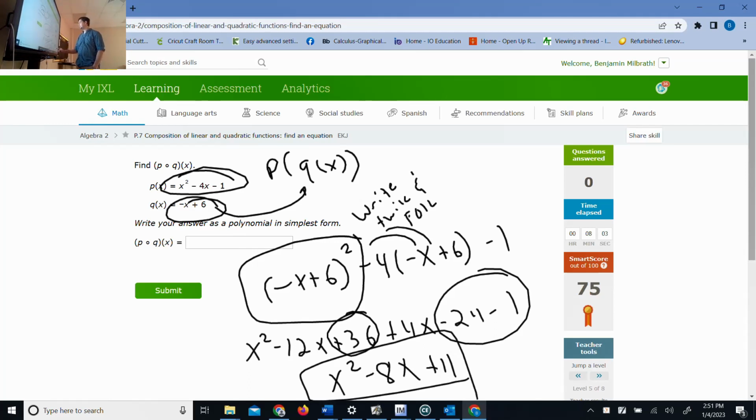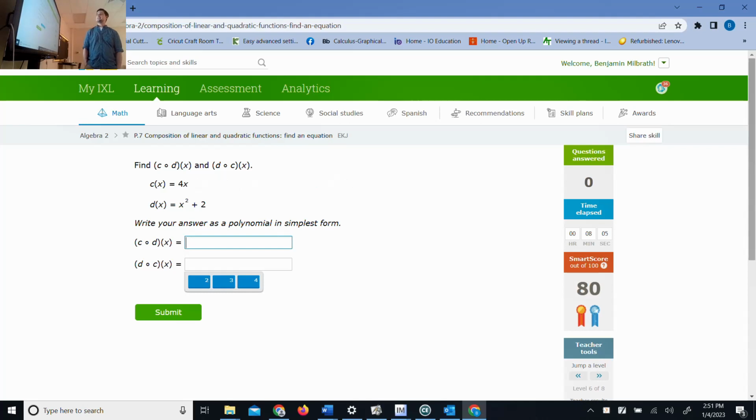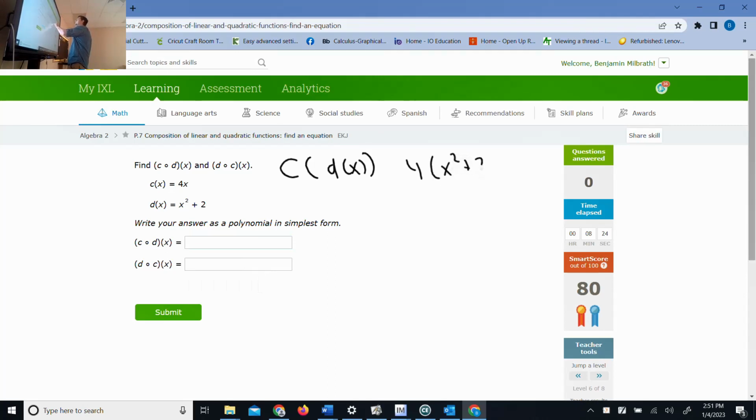So up another notch. Level 6. Find two different things here. They want you to find two different things. First thing they want is they want you to find c of d of x. That'll be easy. All right, c of d of x is simply 4 times an x squared plus a 2, which is 4x squared plus an 8. And that's what I put right here. I put 4x squared plus 8. Okay?